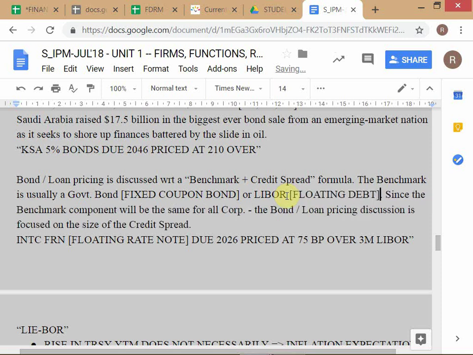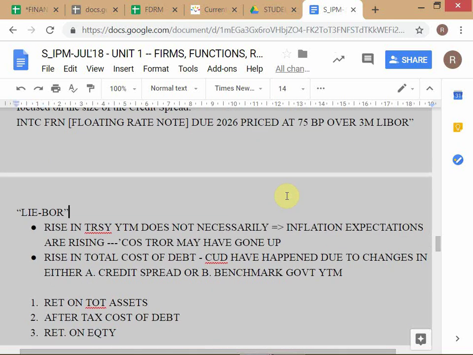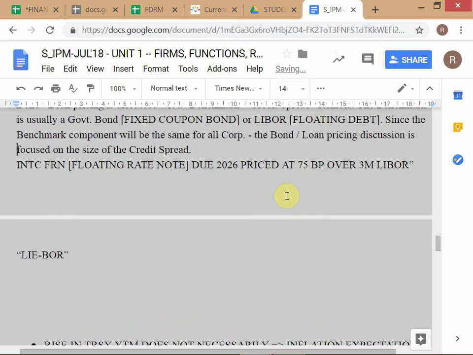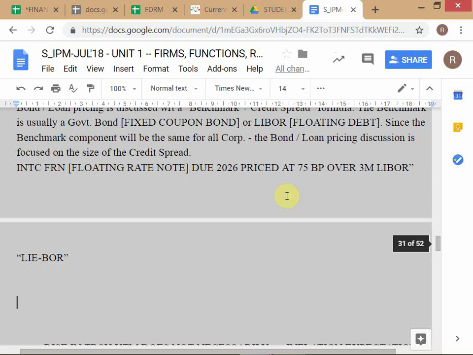So now the benchmark. The first important point that Sahil raised is a nomenclature matter. I've already told you about the LIBOR scandal. The point Sahil raised was, if we are talking about a 10-year FRN due 2020 being priced at 75 basis points over 3-month LIBOR, then where did the government benchmark go?